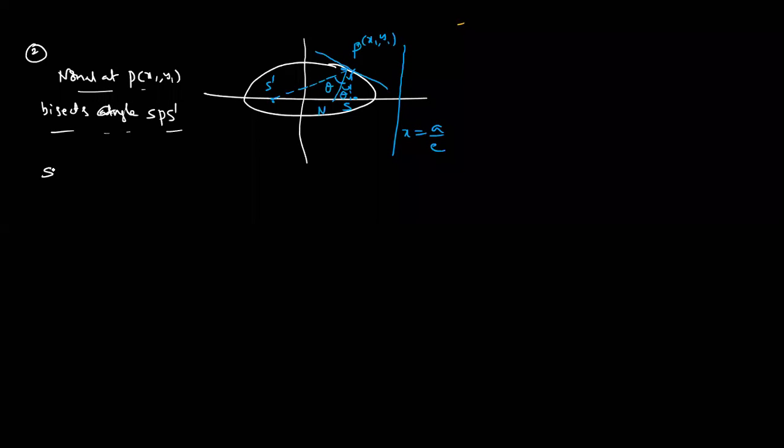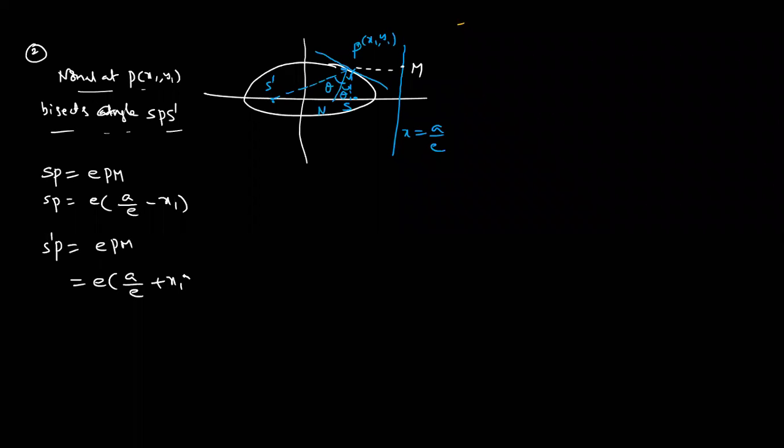So dear students, SP is equal to e times PM, accepting that point definition. That is the definition of conic section. So SP is equal to e times PM. What is the value of PM? That is a by e minus x1. Check it. Like that, S dash P is equal to e times PM, how much? e times (a by e plus x1). See carefully how to drop the perpendicular. Suppose this is (x1, 0) somewhere. This is (a by e, 0). So find the distance between them. The value of PM is always a by e minus x1.